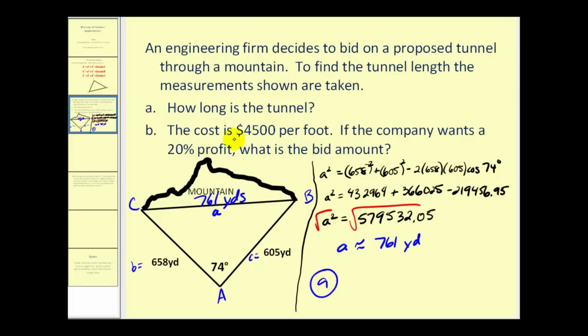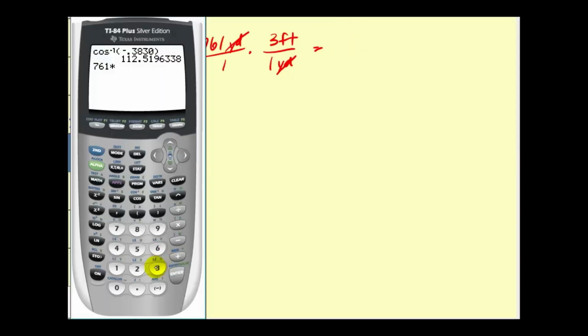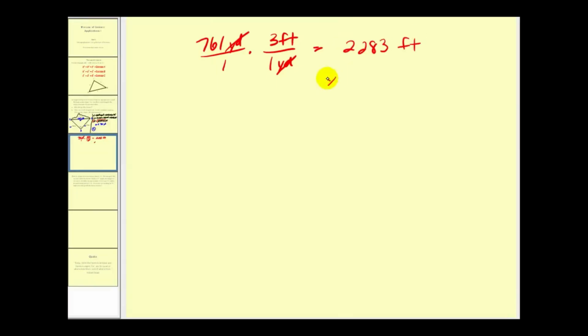For part B, the cost is $4,500 per foot, and they want to know what is the bid amount if they want a 20% profit. Let's take this information over to the next screen. So first we have 761 yards of tunnel to dig, but the cost is in feet. So let's go ahead and convert this to feet. 1 yard is equal to 3 feet. So the units of yards simplify out, and we're left with 761 times 3 will give us the total number of feet. That's 2,283 feet. And the cost is $4,500 per foot.